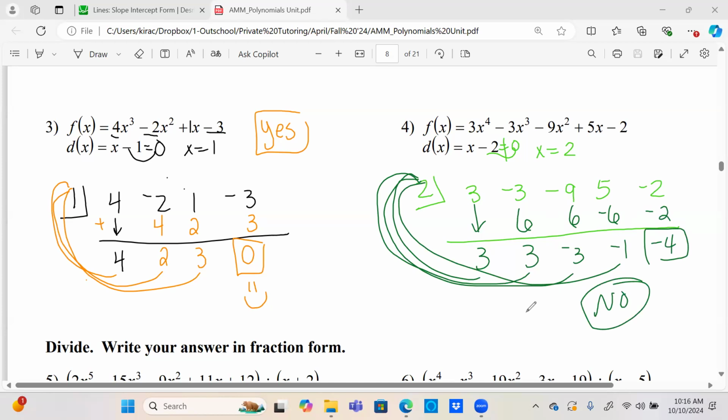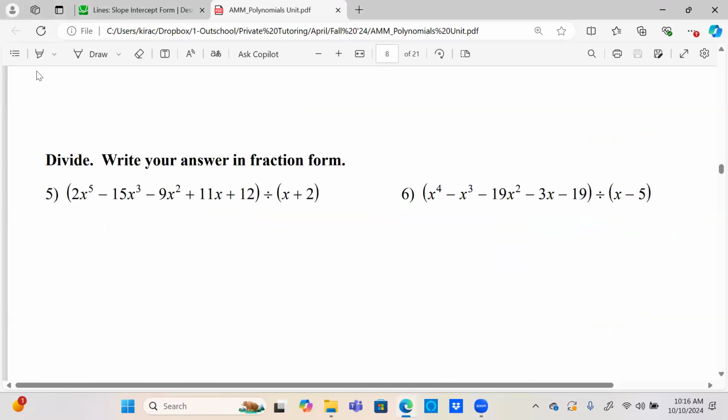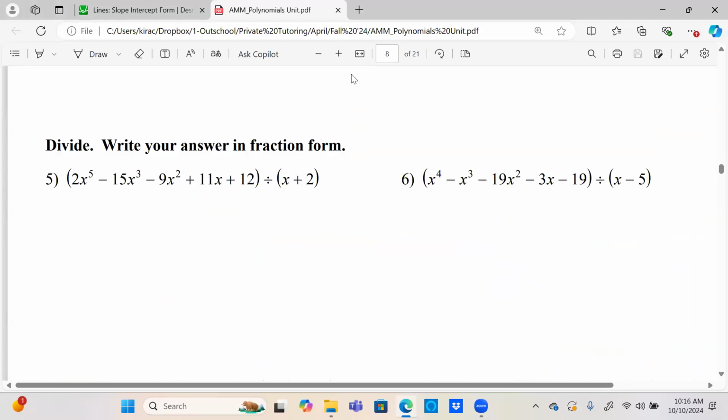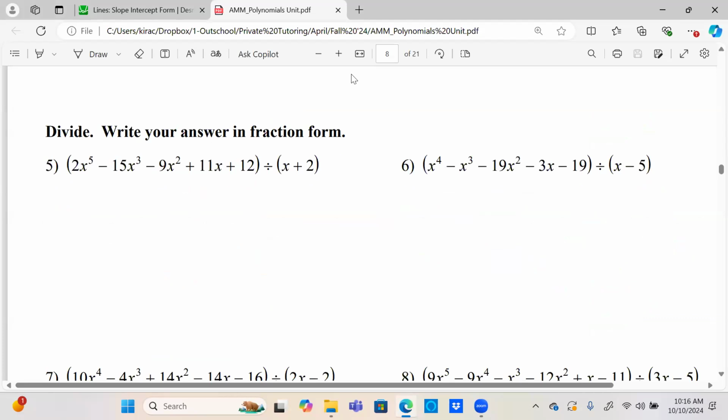The next section just says divide and wants our answer in fraction form. So let's see here. Okay, the first two we can do synthetic because on the divisor, the little guy, this is a 1, this is a 1. So we're going to set this little guy to 0, and that would be -2 into the box, and now make a string of coefficients from the big guy, the dividend.